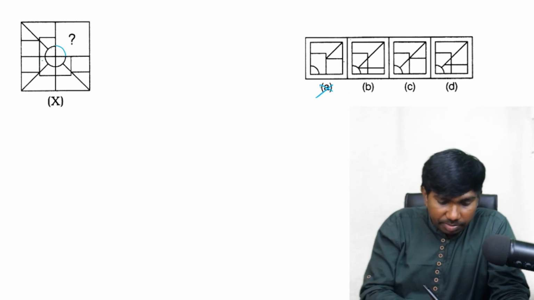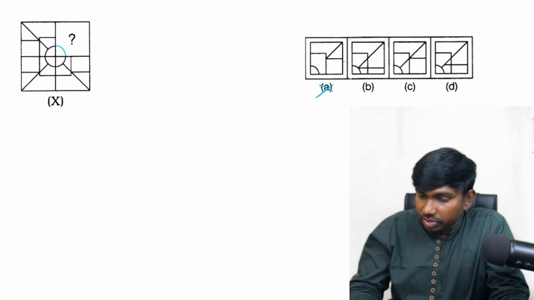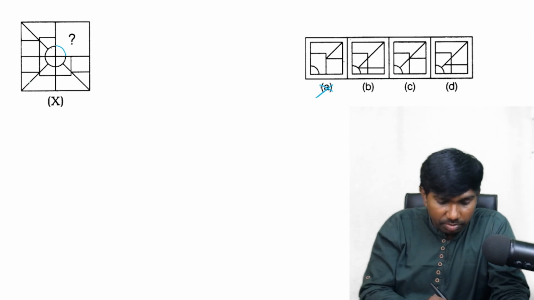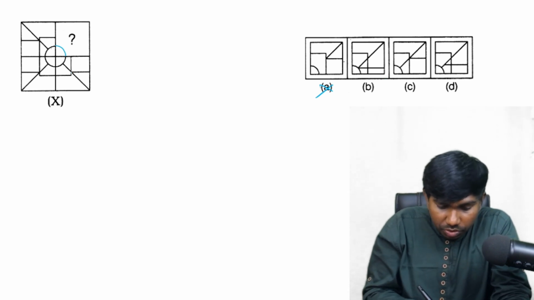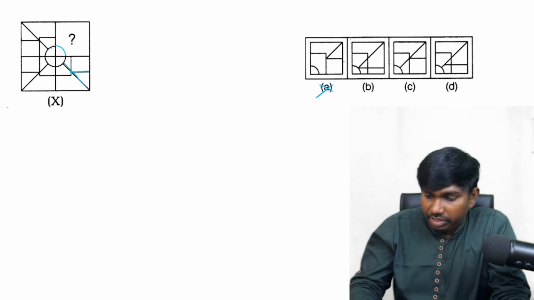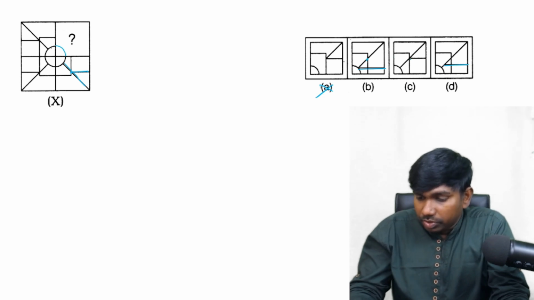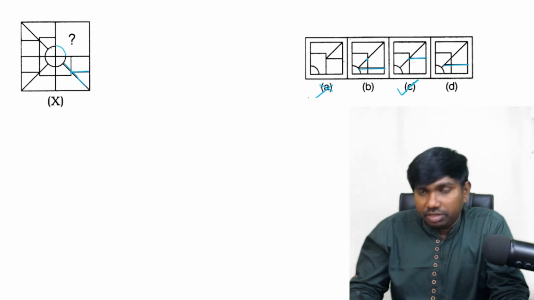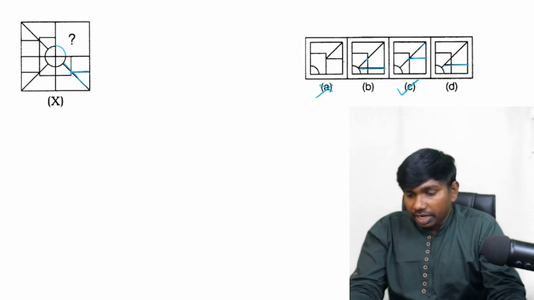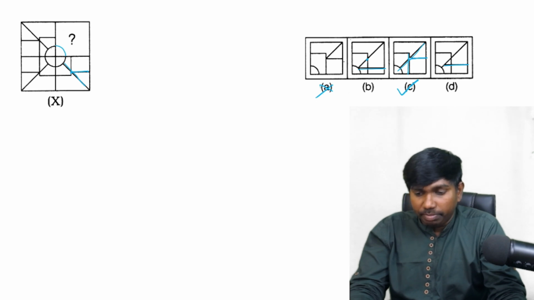Next, there must be a square shape here. Square shape is also available in all the figures. So on the square, this diagonal and horizontal line should meet. On the square they should meet. Here the horizontal line is not on the square, it is not meeting on the square. Here also it is not meeting on the square. So it is the correct answer. Correct. Diagonal line, square shape and horizontal line should meet at the same point.